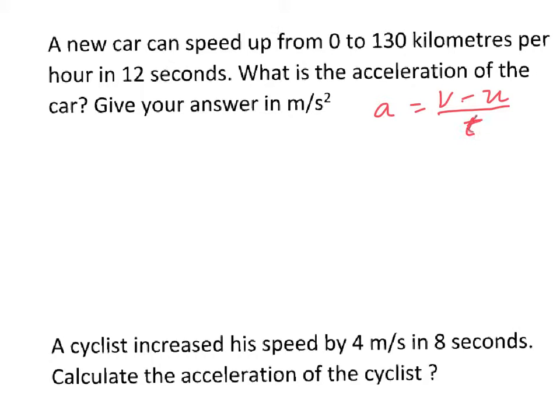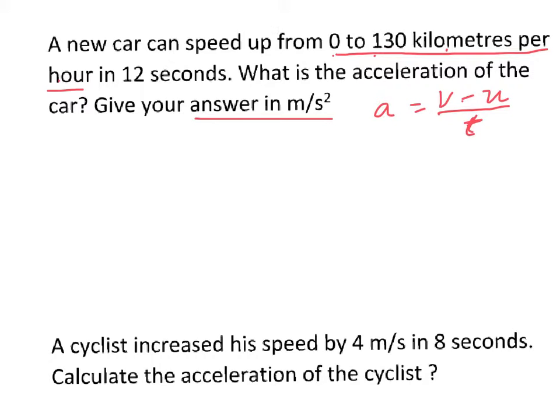V stands for the final speed, and u stands for the initial speed, which is the speed that you start off with. So that essentially gives you the change in speed divided by the time taken. And as you've just seen, the unit is meters per second square. But if you look at the question here, the change in speed is given in kilometers per hour. So we need to convert that into meters per second first before we can give the answer in meters per second square.